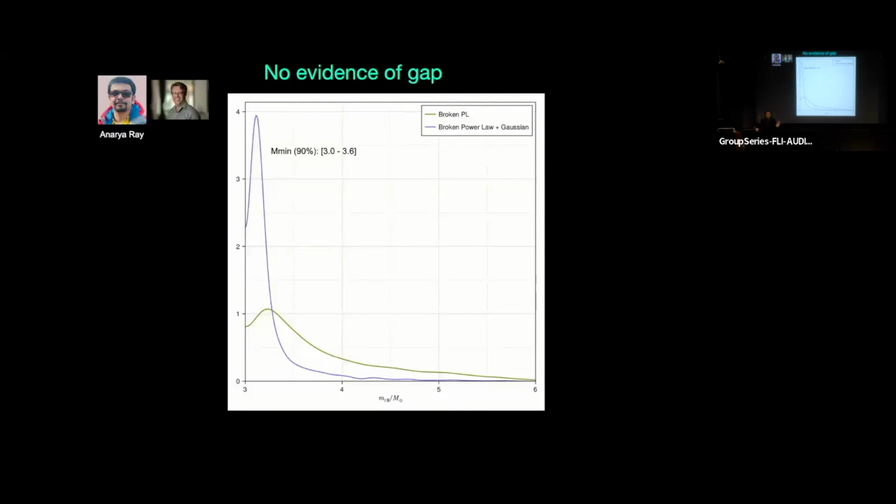We don't call anything below 3 a black hole, so 3 is an artificial cut. So the minimum black hole mass for gravitational wave data is down to 3. No gap. Again, same analysis as with X-ray binaries.